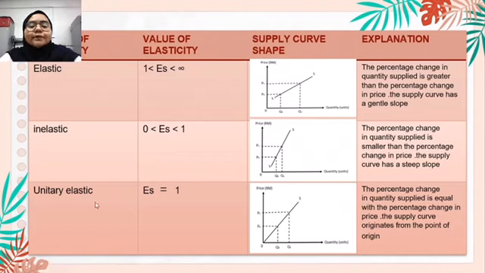Unitary elastic. The value of elasticity of supply is equal to 1. The percentage change in quantity supplied is equal to the percentage change in price. The supply curve originates from the point of origin.